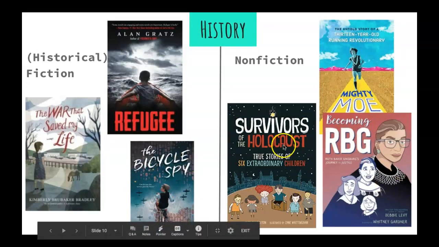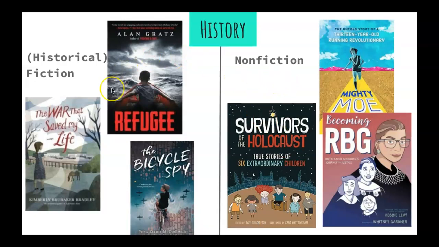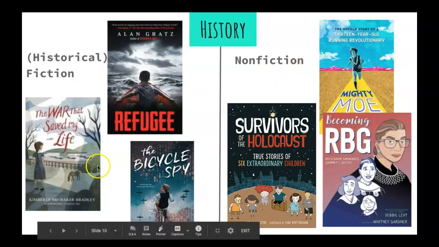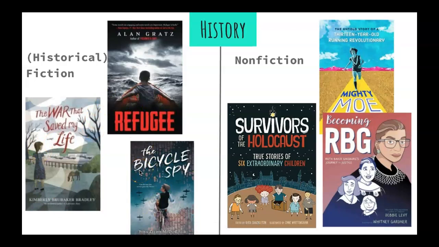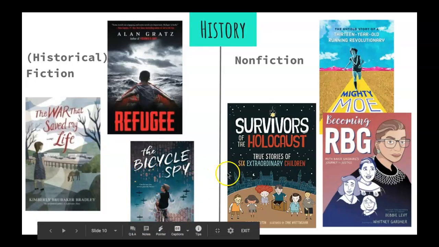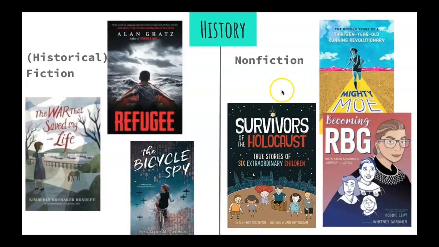Okay, history. This is the same thing. If you're into history, you can read the fiction version, historical fiction, or the nonfiction version. And sometimes they have a lot in common, but they're different because nonfiction is just facts, and historical fiction can be based on facts, but the author is also creating some details that are just from their mind. So again, you can kind of see, oh, on the right side, in nonfiction, all of these have subtitles.